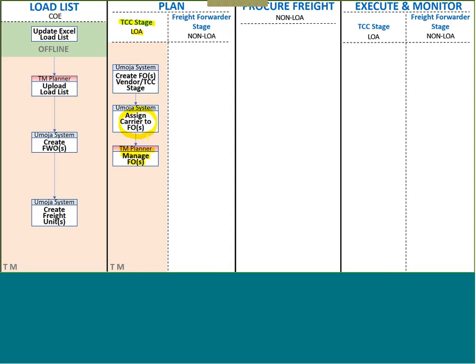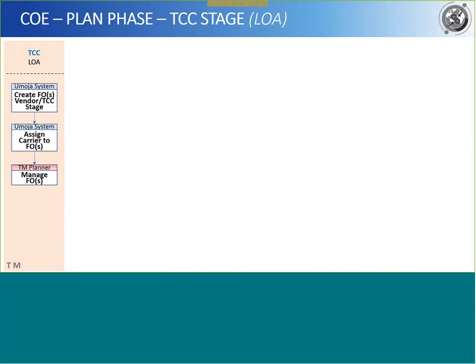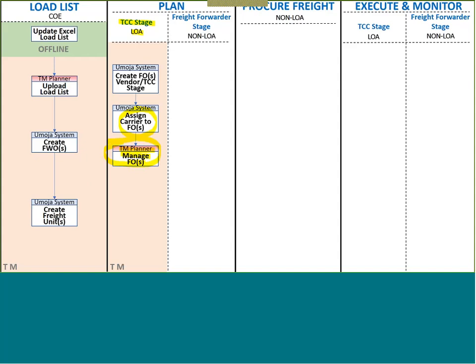So these things can be changed by a TM planner, even though they're done automatically in the system. That's what this stands for here. When it says TM planner can manage FOs, that's what that means. Okay, I went a little quick. So this is the easy part for the LOA scenario. The system pretty much does it all, and if you have to, then the TM planner would manage the FOs.